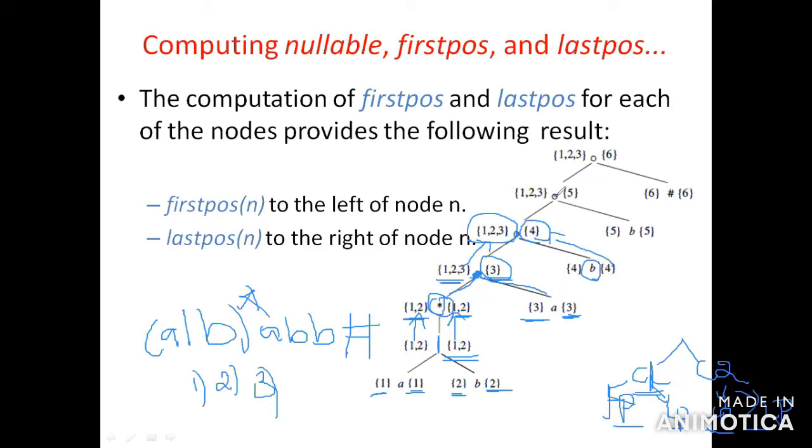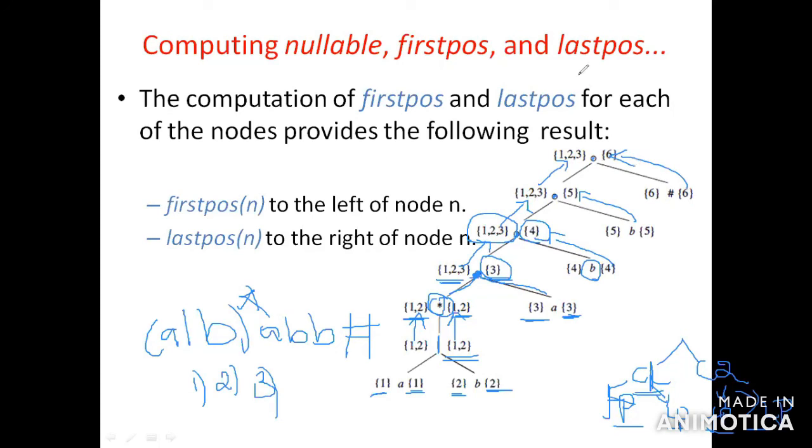Then dot node, cat node. You have to write. What would be right? This is not nullable. Not nullable means first position of C1, last position of C2. Here you can check. Dot, not nullable. Not nullable means first position of C1, last position of C2. Do you have a clear idea?